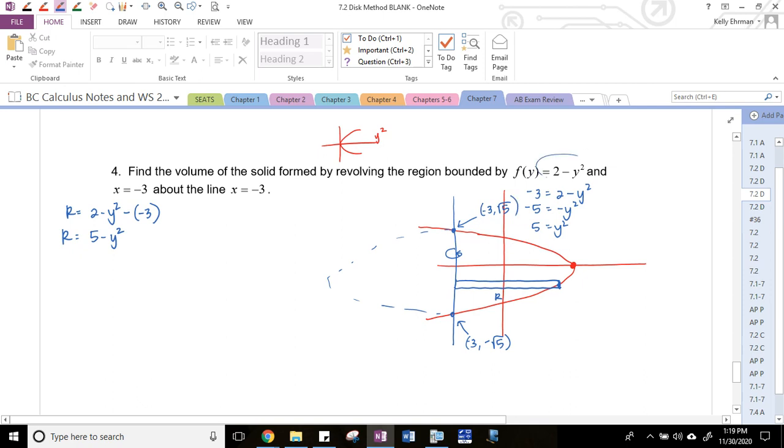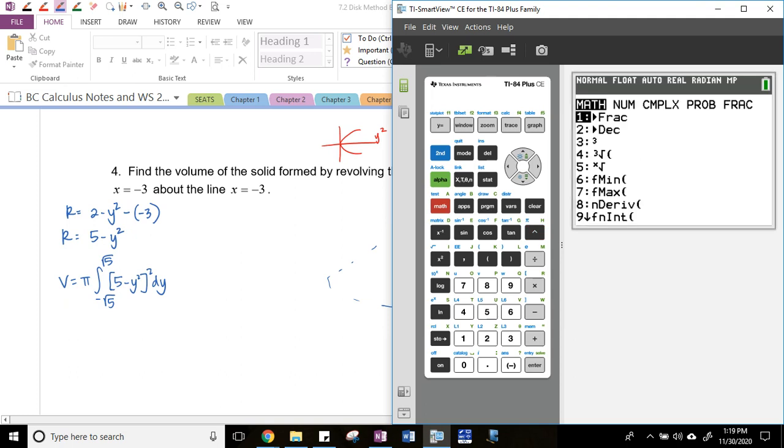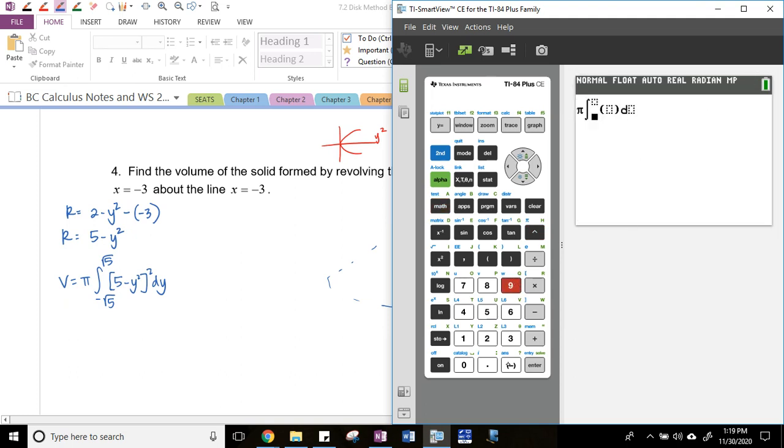Since my equation is in terms of y, my limits of integration are in terms of y. So the volume is pi times the integral from negative radical 5 to radical 5 of r squared, 5 minus y squared squared, dy. I'm going to do this on my calculator. We did this in the area section too, but remember, even though our paper says y, we are typing in the variable as x because our calculator isn't going to be able to switch to y.